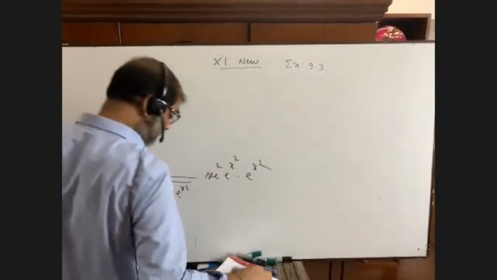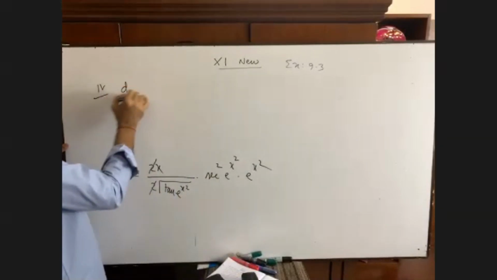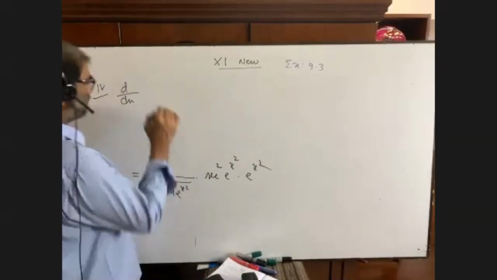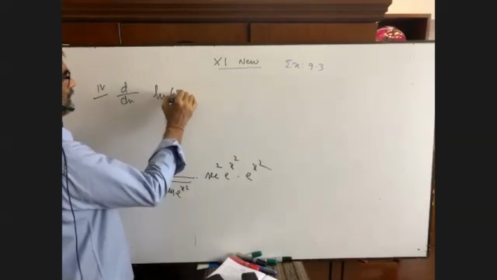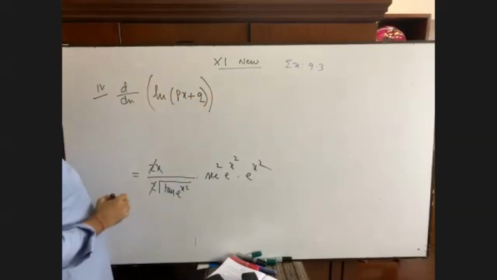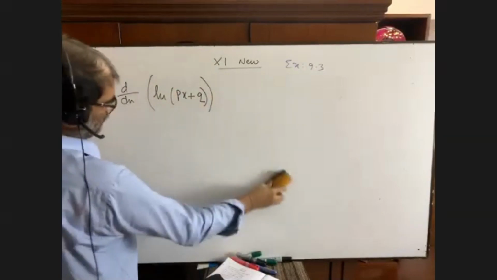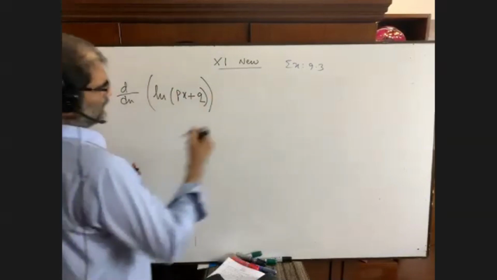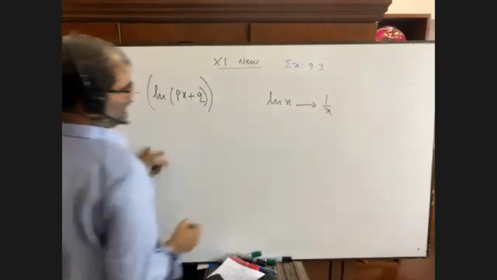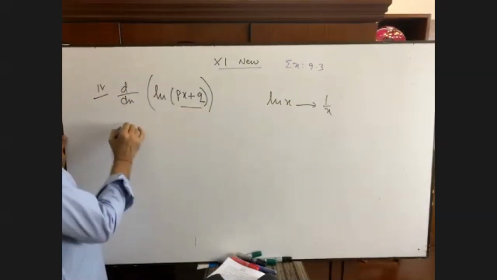Now you see question number 4. D by dx ln px plus q. This is the math. Now the question is, what is ln x? Ln x is 1 by x. So what is x? X is this here. So 1 by x.